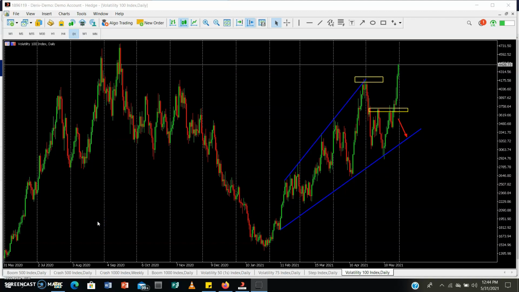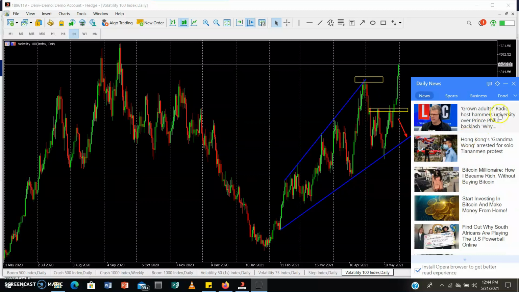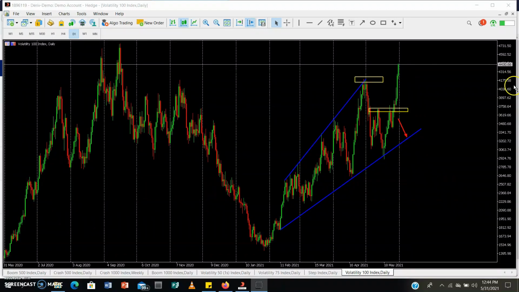Okay, so we're going to start off with the loss that we had this week, which was the V100 miss. I had predicted that we're going to have some strong resistance here and price was going to fall to retest this level, but unfortunately there was a breakout on our resistance zone.